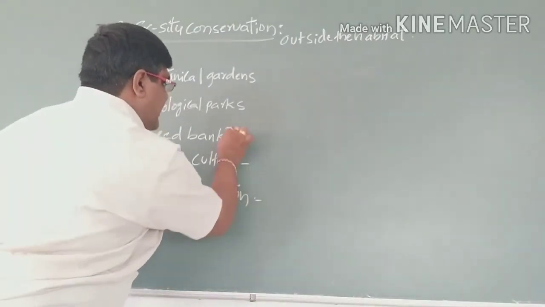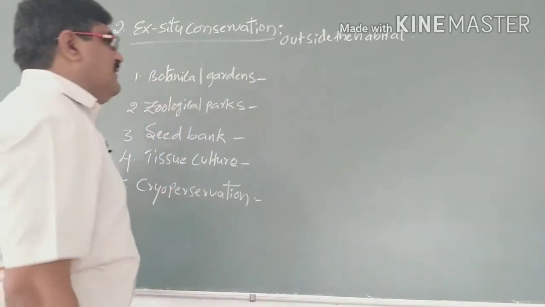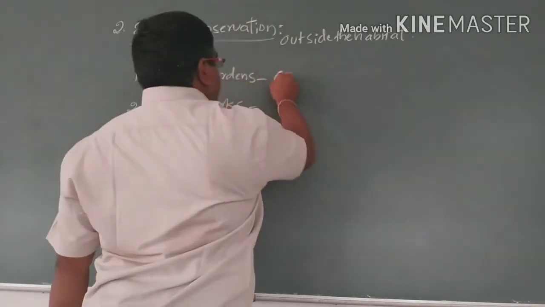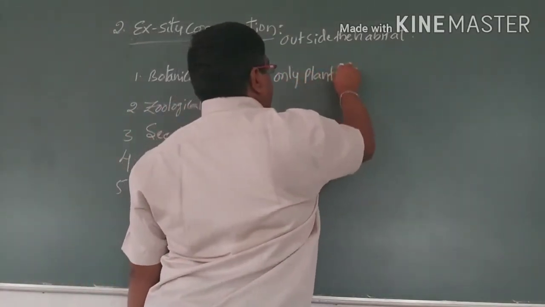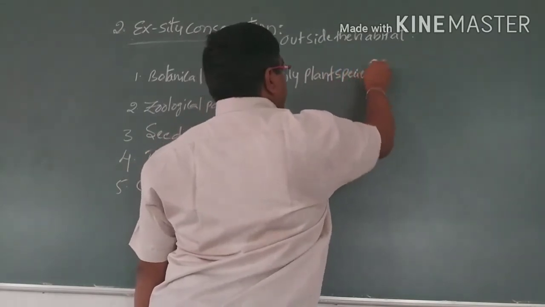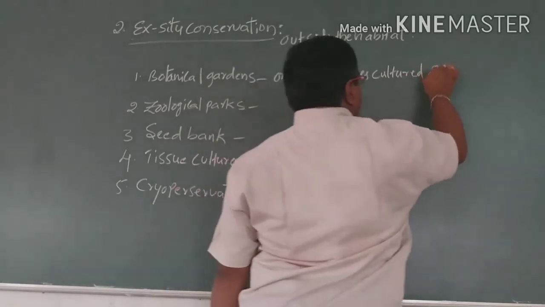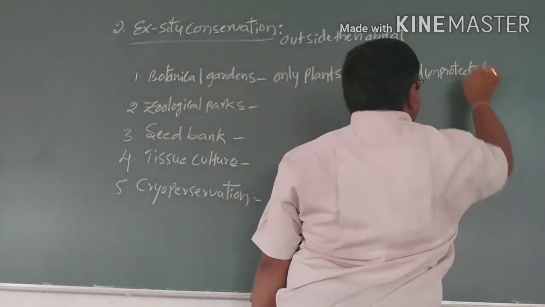So these are the various types of ex situ conservation. Here, in botanical gardens, the species are cultured. That means only the plant species are cultured and protected in a separate place.